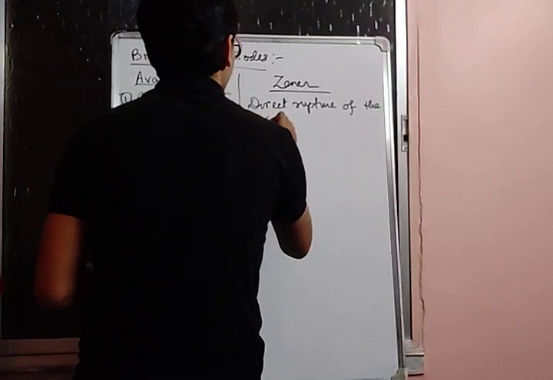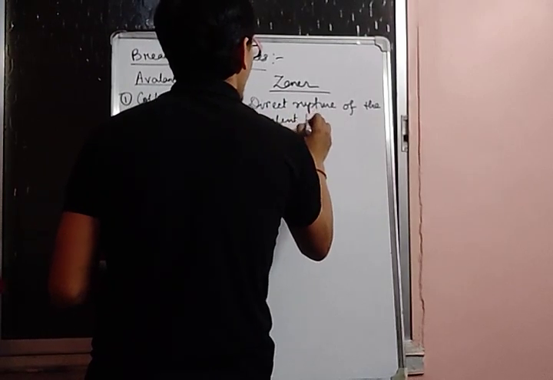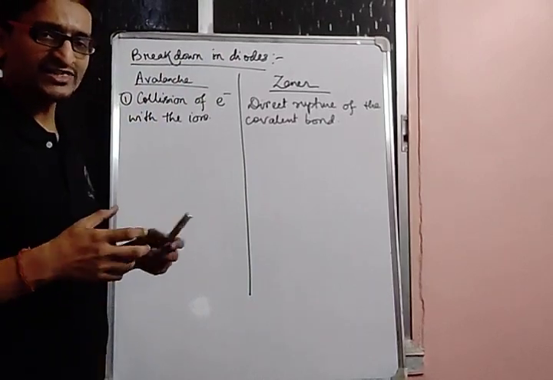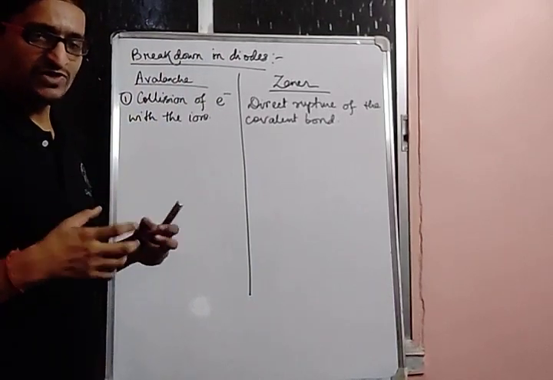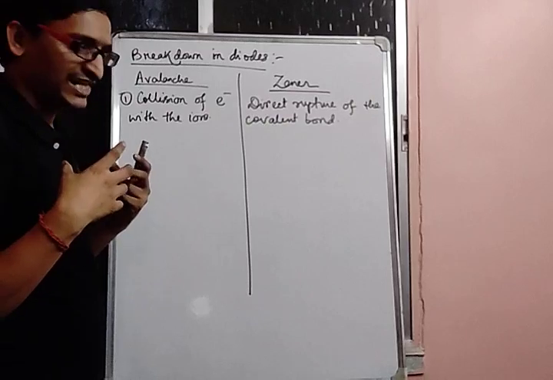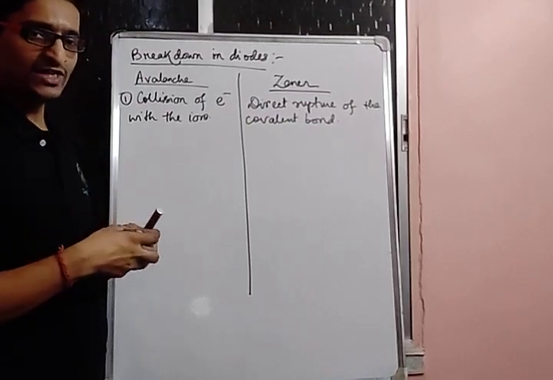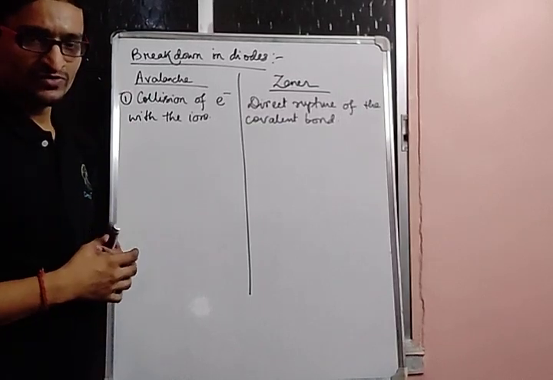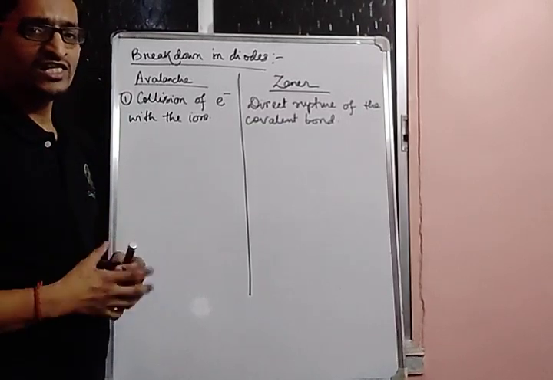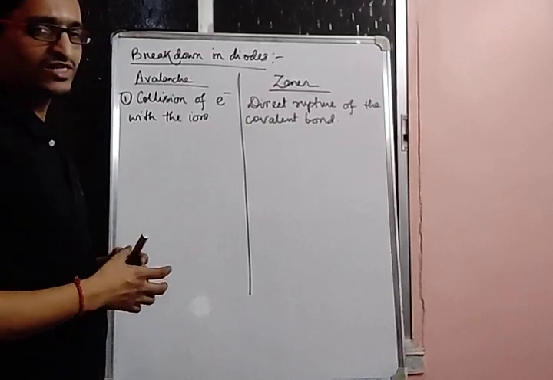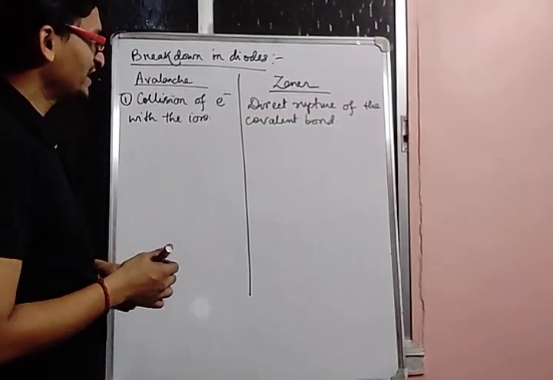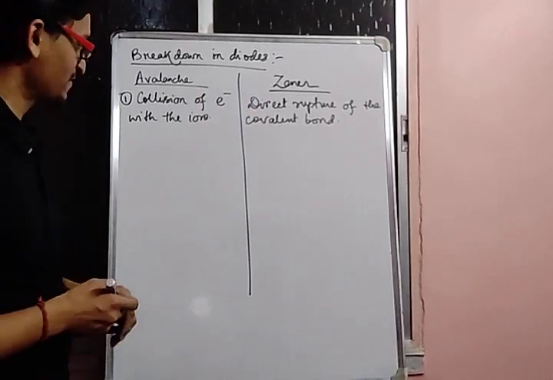On the other hand, in case of Zener breakdown, direct rupture of the covalent bond takes place. So in this case there is no collision of electrons with the ions. At a particular reverse bias voltage, the electric field intensity becomes so high that the covalent bond ruptures and it releases electrons in the conduction band. So the concentration of free electrons in the conduction band increases. At that time we say that the Zener breakdown has taken place.